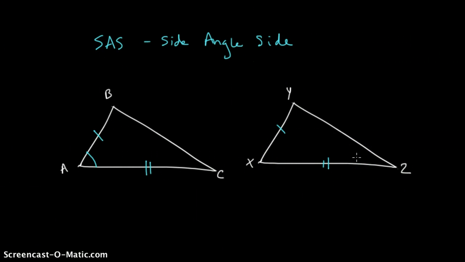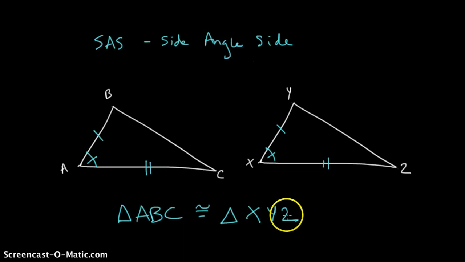But if I go backward, let me see here. If I put it like this, again, this does work. Side, angle, side, side, angle, side. And then I can write my congruence statement. Triangle ABC is congruent to triangle XYZ. All right, that's it.